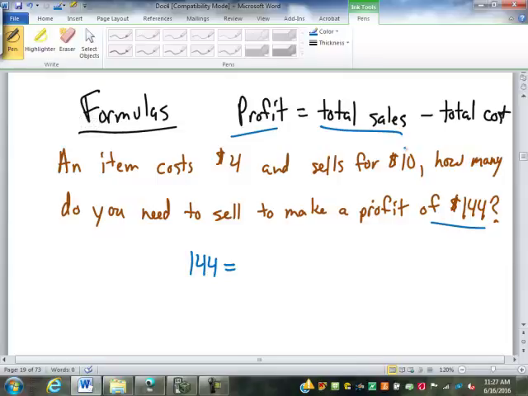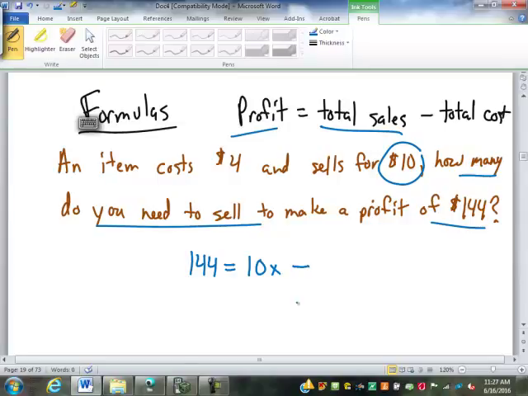Well, I don't have a specific number for it, but I can write one of these algebraic expressions for it. Total sales is the dollar amount per sale times the number of items sold. What's the dollar amount per sale? Careful. $10 per sale. I'm trying to find out how many are sold, right? So I'll make that $10 times X. That's the total dollars I brought in sales.